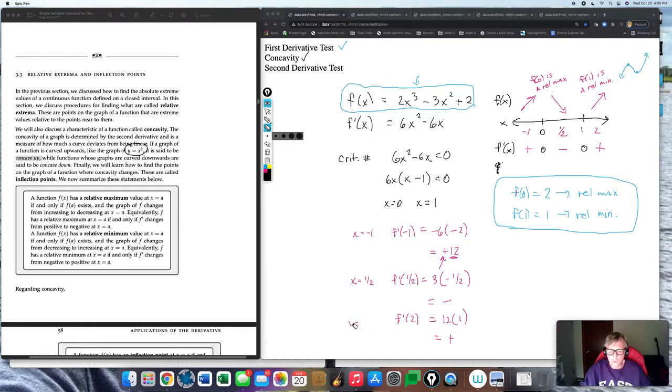But we're going to get different candidates for these points where concavity changes, and those are called inflection points. If you read on here, we learn how to find points on the graph of a function where concavity changes. So this is where it curves up and then it curves down and that kind of thing.